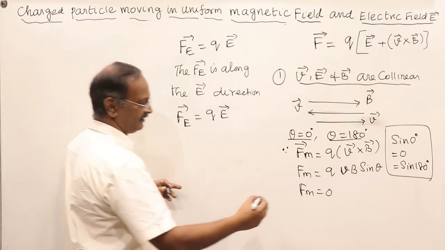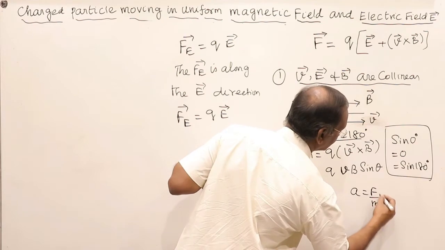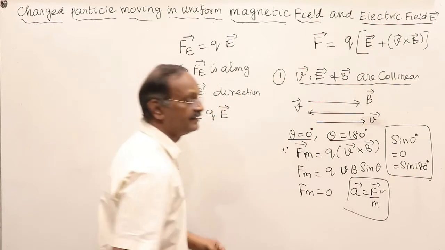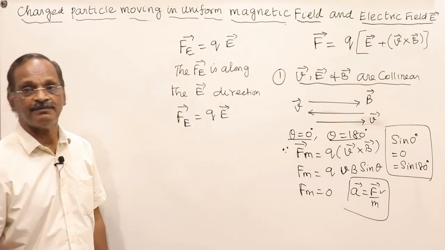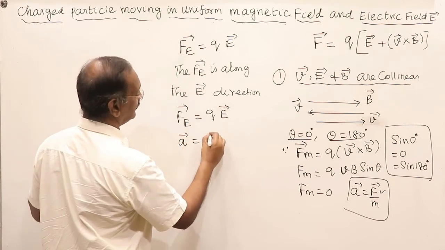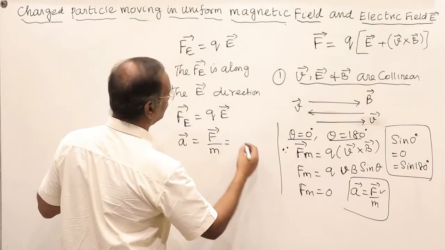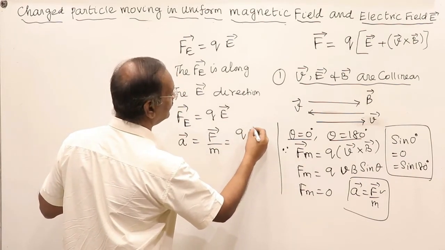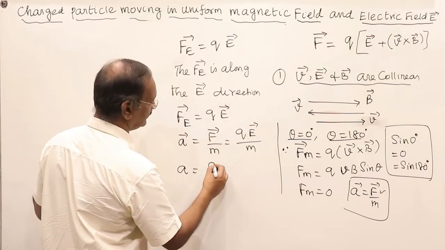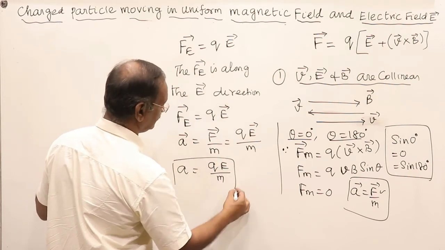If there is a force, acceleration is equal to force by mass in vector form. If there is a force, acceleration will definitely be there. Therefore acceleration is equal to force vector divided by mass, which is equal to Q into E vector divided by mass. In scalar form, acceleration is equal to Q into E divided by m. This is the acceleration produced.